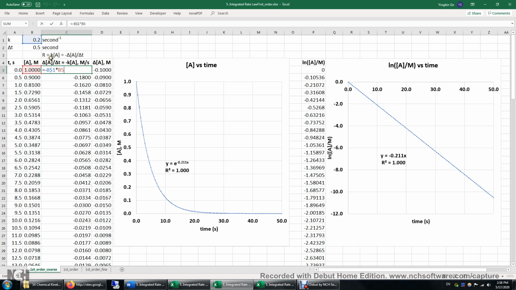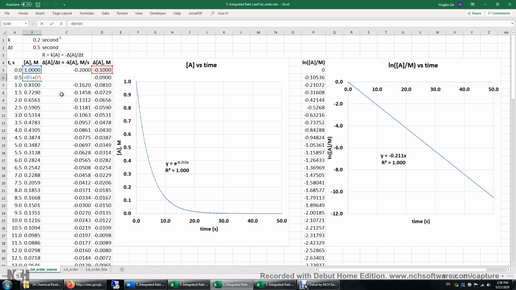$1 is this number. $1 means we'll always use the first row here, so it's going to be B and then first row. This way, I'm going to keep using this value of K. Now the change of A. The change of A is simply delta A over delta T times delta T. Delta T is 0.5. So by using $2, I'm going to keep using this same 0.5 value in this same B2 cell. All right, so now that's the first row.